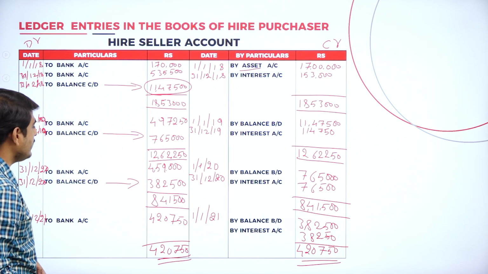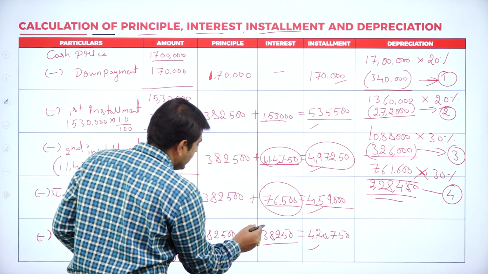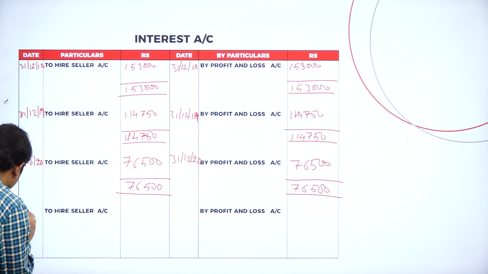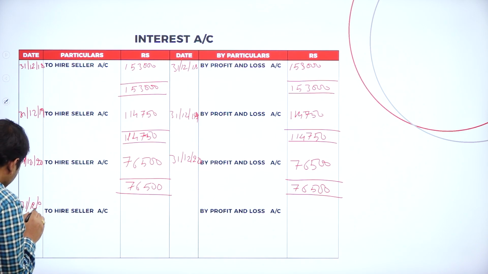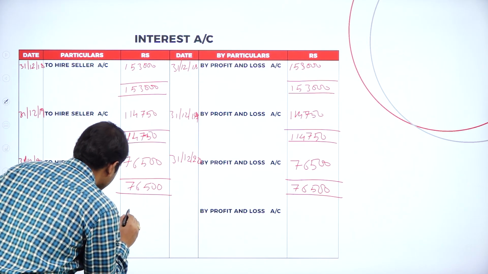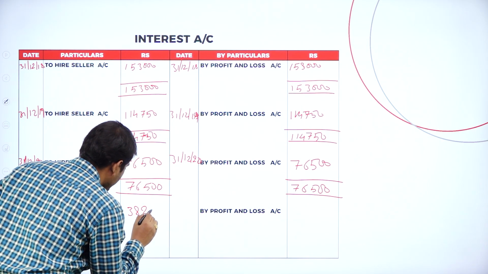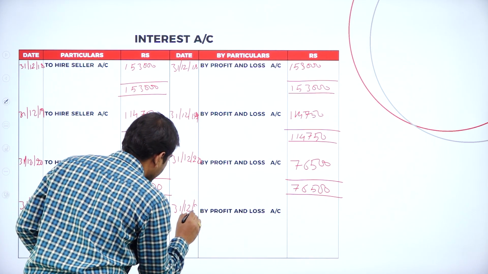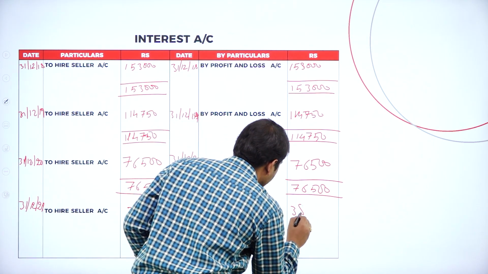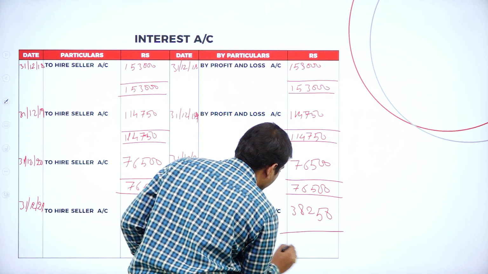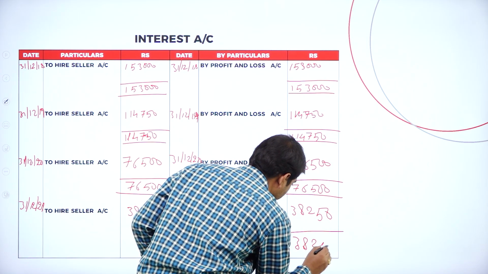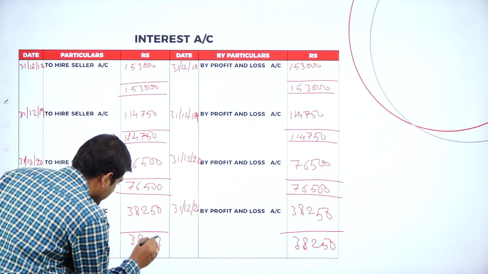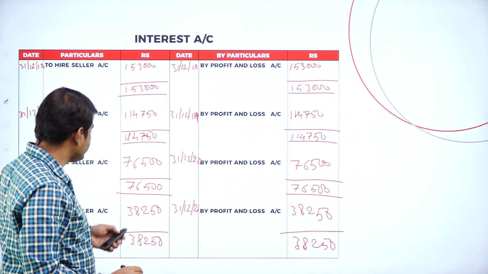Next, for the last year, the last year interest is 38,250. The date is 31st 12/2021. Here also 38,250, 31st 12/2021. 38,250 is the amount. The amount will get tallied here. This is the ledger.